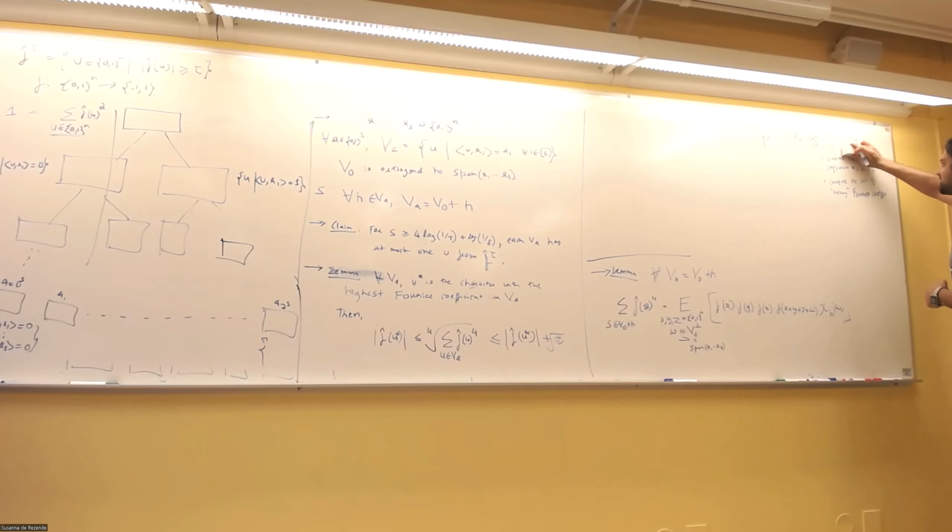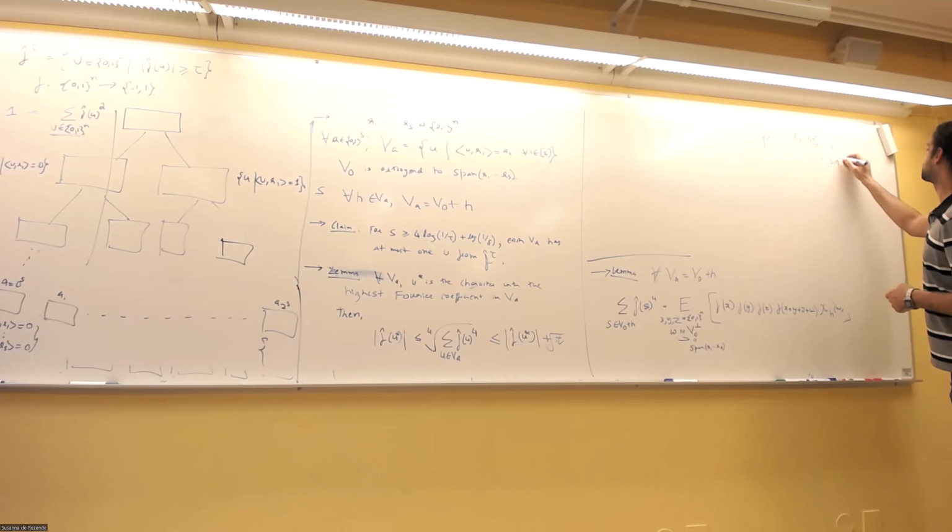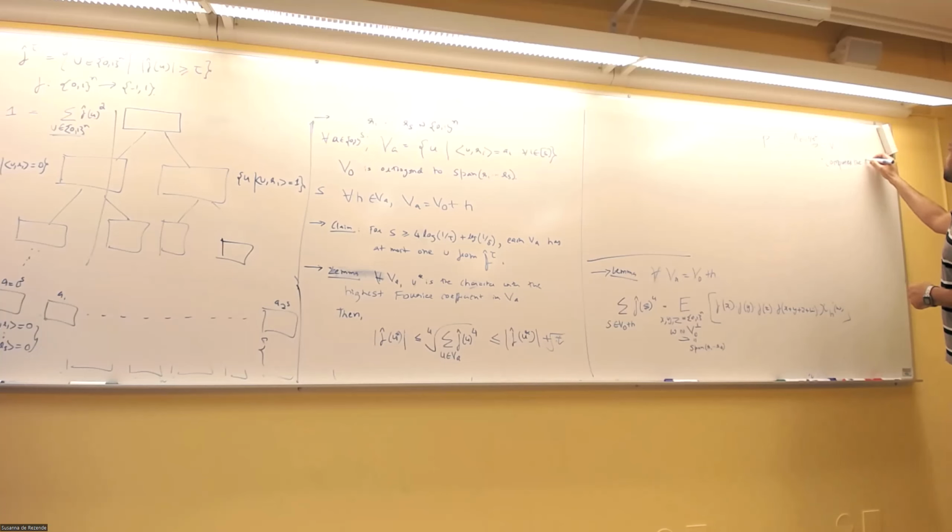I can rewrite this. So computes every u in lambda prime t. Next. Computes everyone.